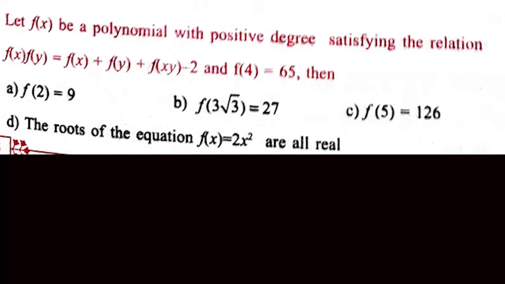Now here the question is, f(x) is a polynomial with positive degree satisfying the relation f(x) into f(y) is equal to f(x) + f(y) + f(xy) minus 2, and we are given f(4) equals 65. Then which of the following is or are correct? Now this equation is a disguised form of this other equation, f(x) into f(1/x) equals f(x) + f(1/x). So what we'll do is, we'll first find the value of f(1).